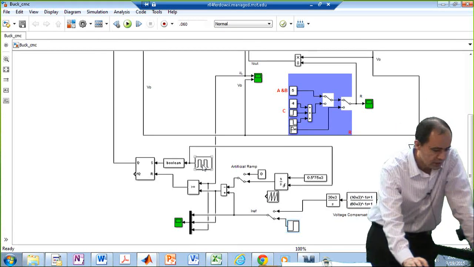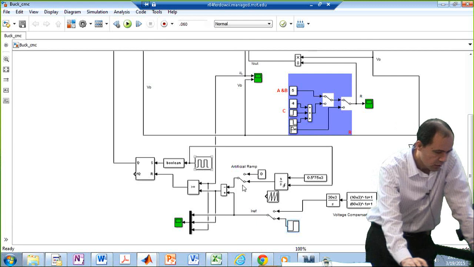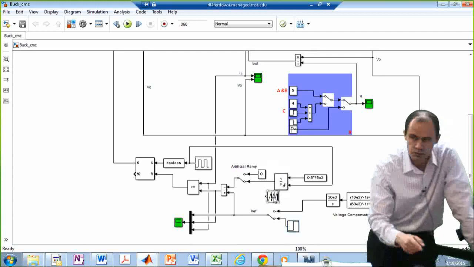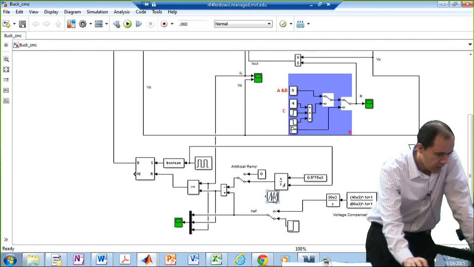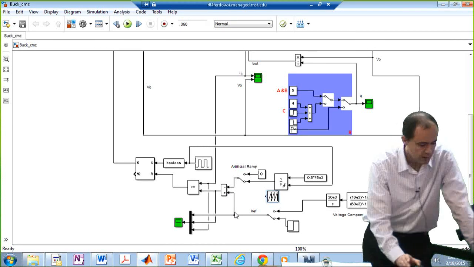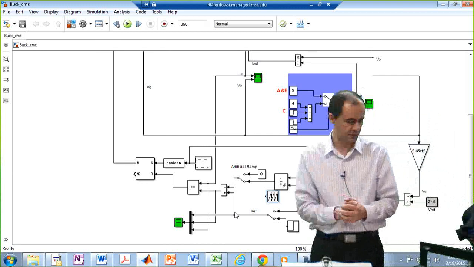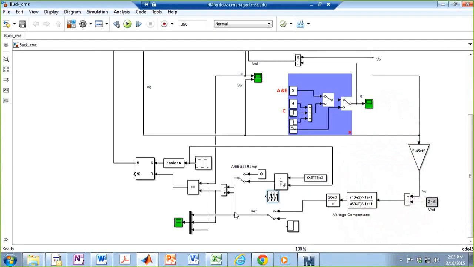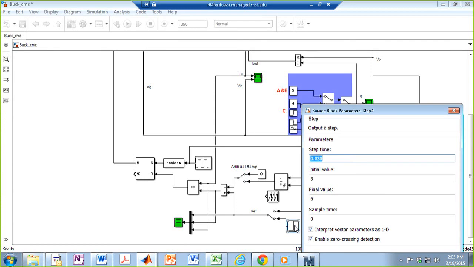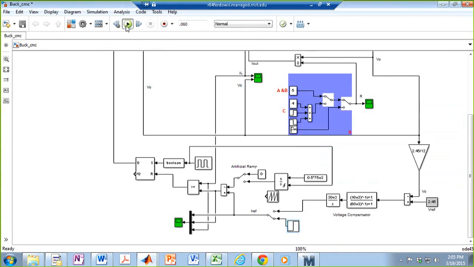So we have a clock that determines my switching frequency. Also, I'm implementing some external ramp over here, or you can just use this sawtooth waveform to create that external ramp and then subtract it from the reference. Now, in order to show the instability, what I do is first I simulate the system with no external ramp. So the external ramp is basically 0. And my inductor current is supposed to follow 3 amperes at the beginning and then 6 amperes towards the end.